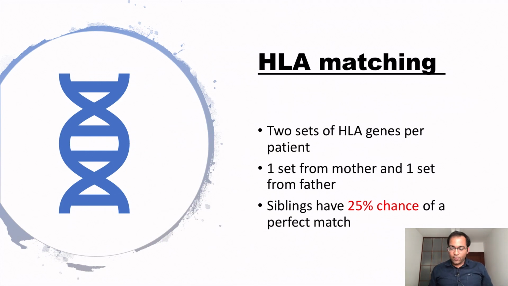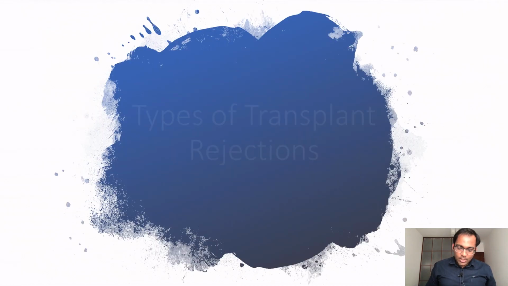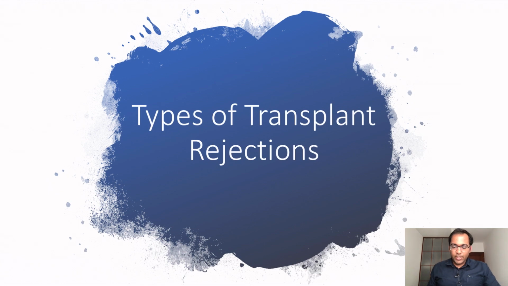And siblings have a 25% chance of a perfect match. So I have a younger brother, so if he decides to give me his kidney as a transplant donor, then we have a chance of 25% to match. Now the next is types of transplant rejections.